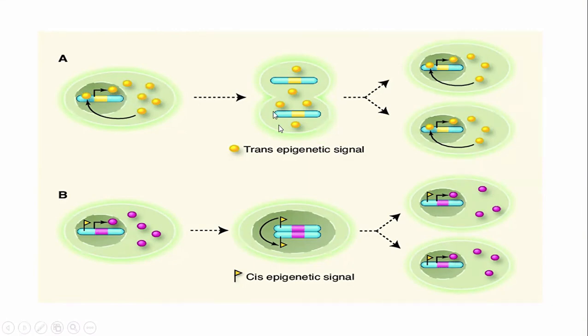Then once there is cell division, of course there would be a division of cytoplasm. Some would go to the first, some would go to the second. Then it would re-enter the nucleus and would stimulate production of its own. Okay, that is trans-epigenetic signal.